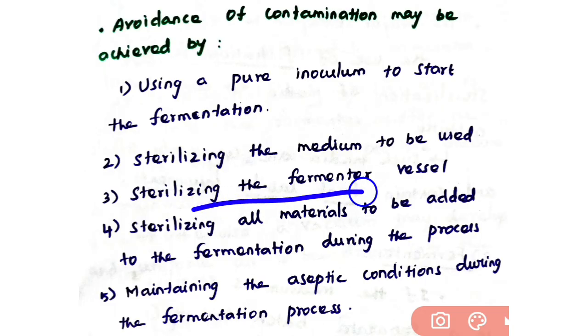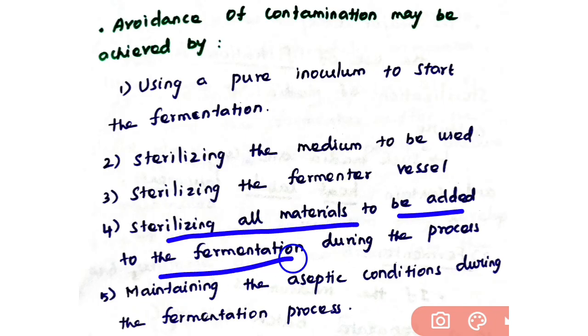Then you have to sterilize the fermenter vessel. In the fermenter vessel only you are going to produce your specific product. Then you have to sterilize all materials to be added to the fermentation during the process. Whatever you are going to add in your fermenter, everything should be sterilized before it enters into the fermenter.